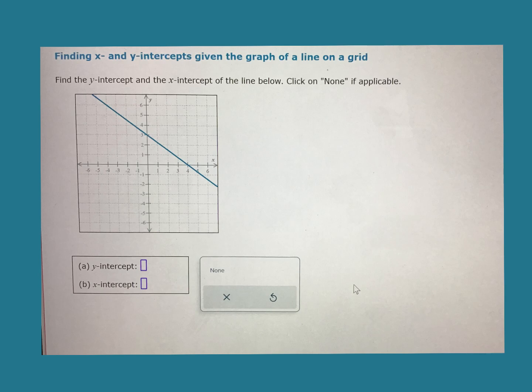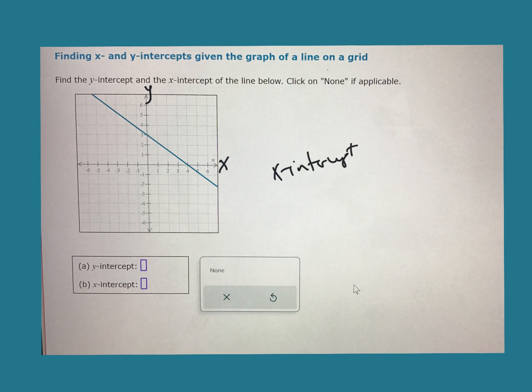When we're looking for the x and/or y intercepts of a graph, we're looking for where that graph, in this case our blue line, crosses the x-axis, which is this one, or the y-axis, which is this one. So let's look for the x-intercept first.